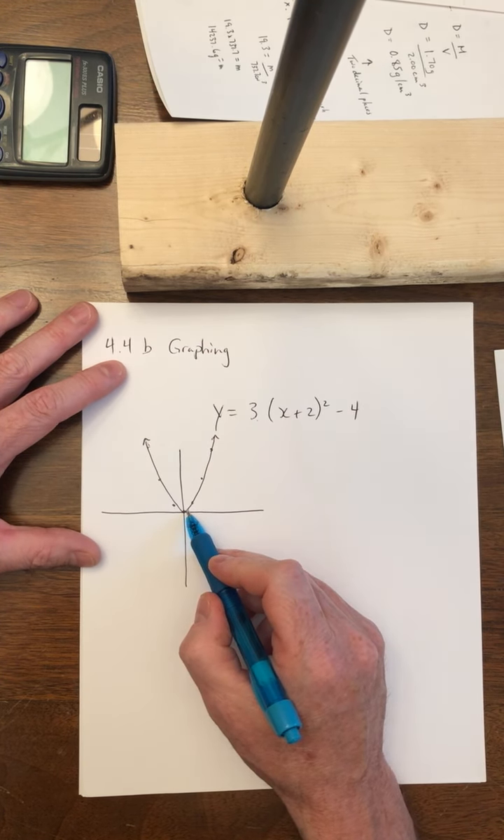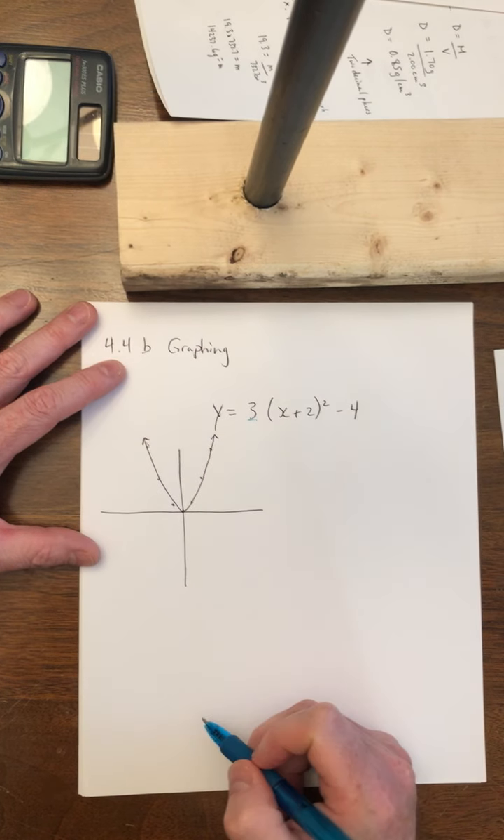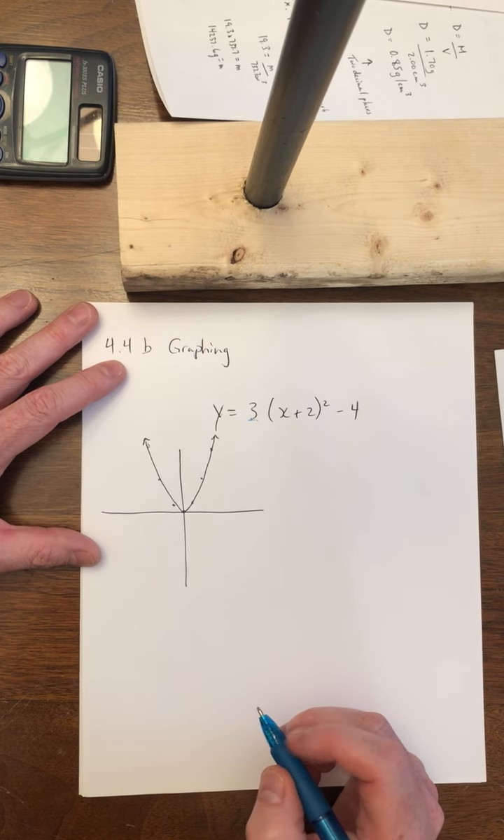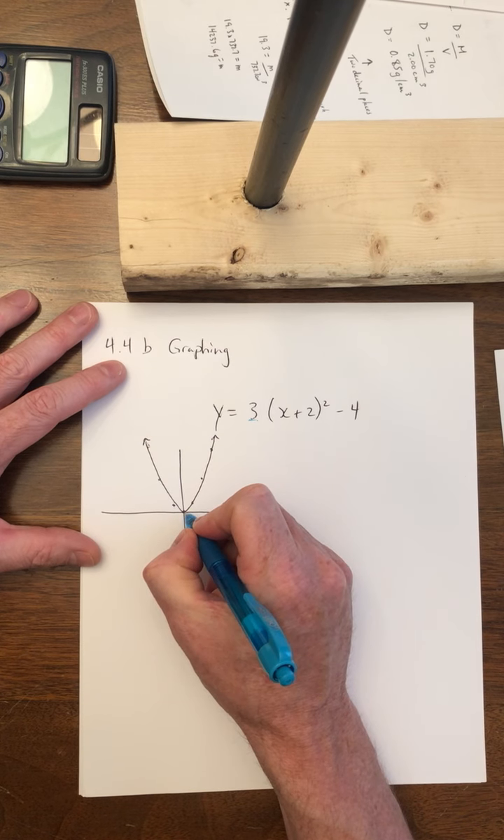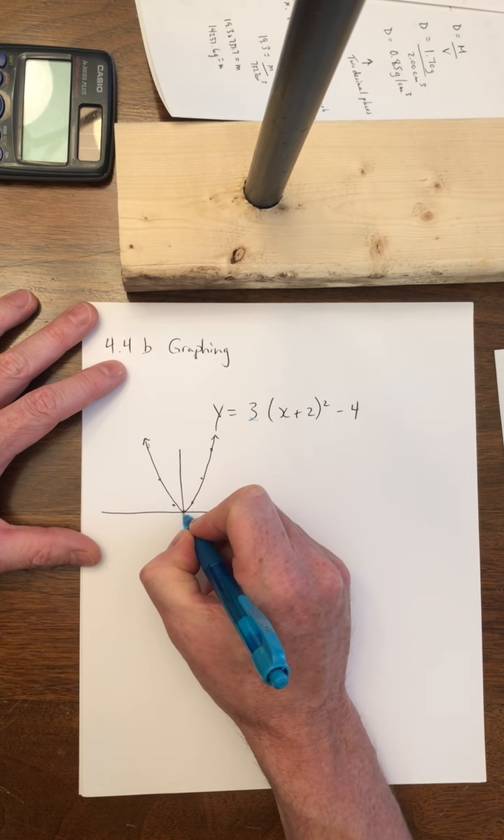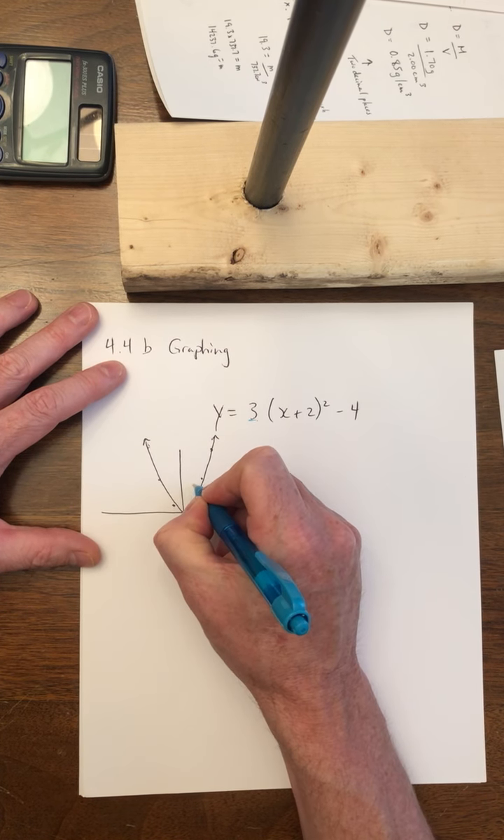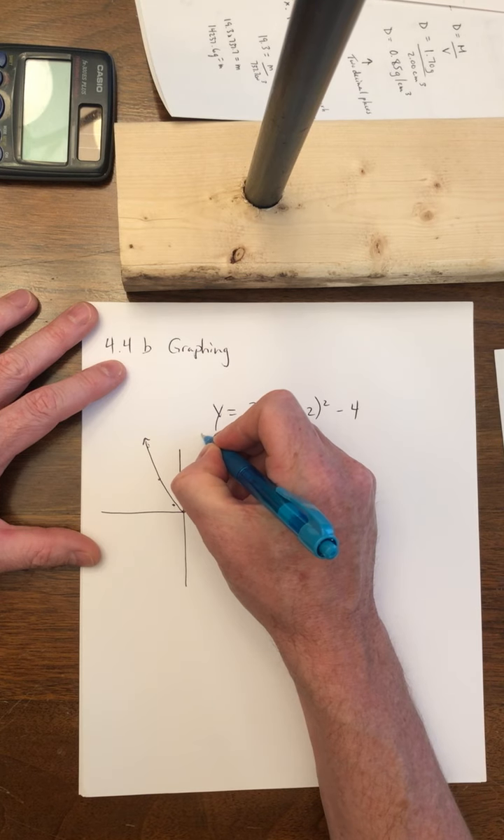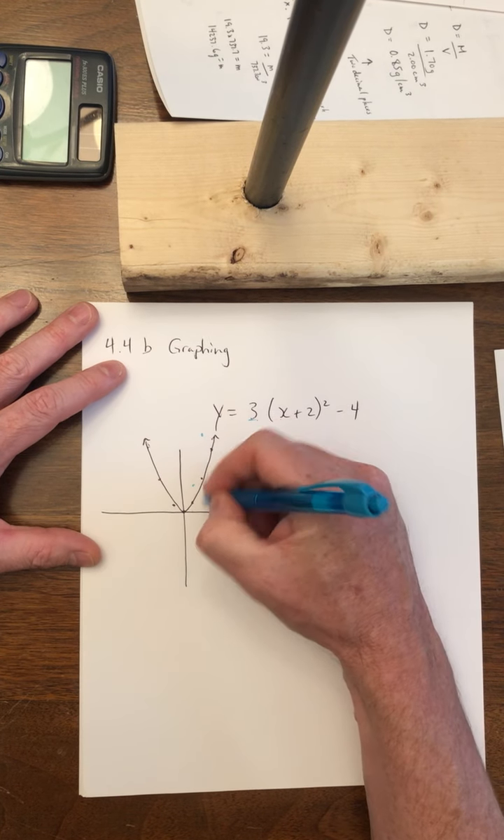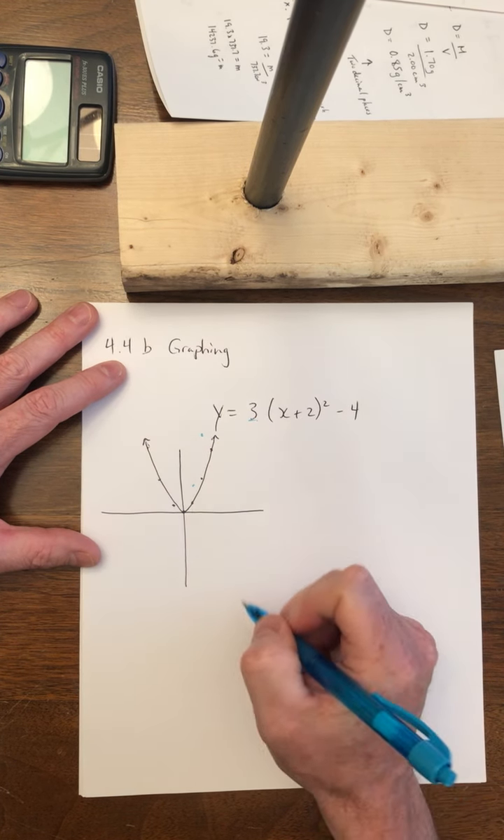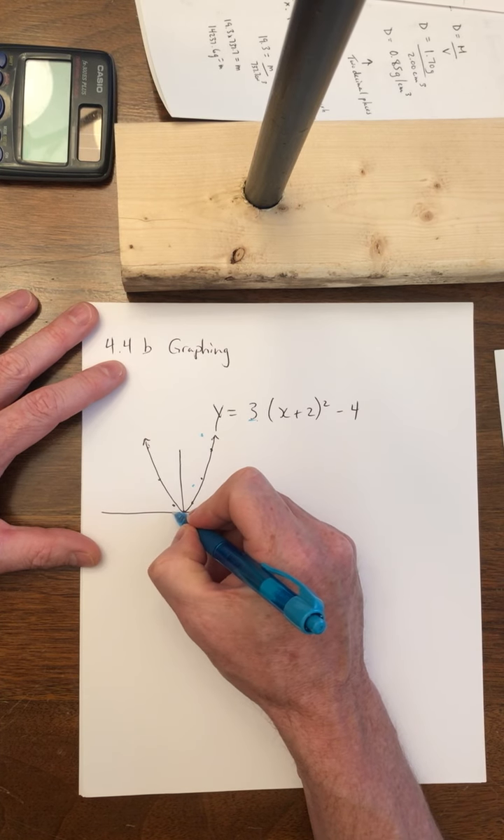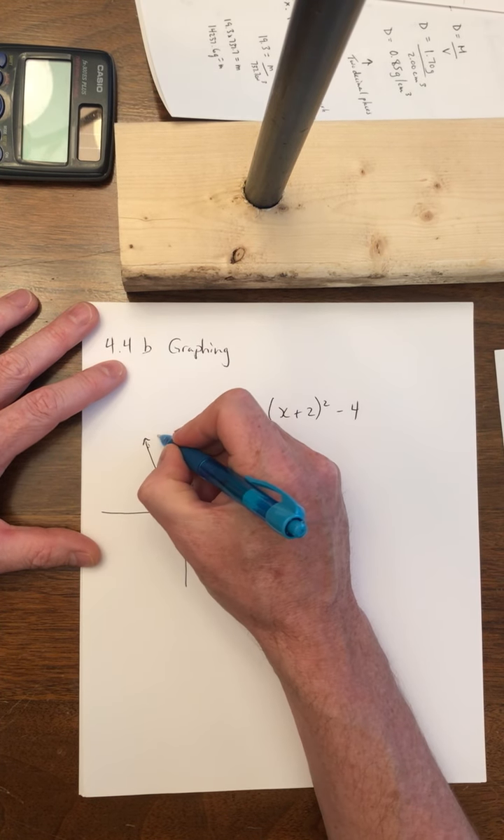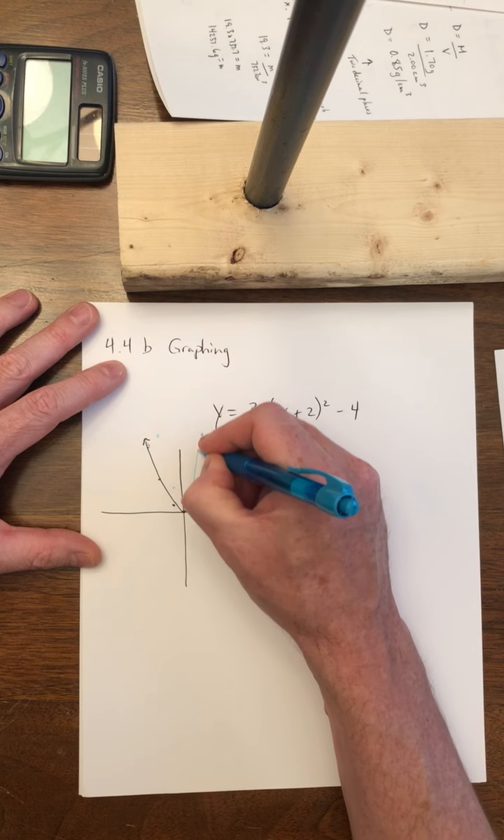parabola. The first thing we do is we graph the stretch or compression. We have a stretch of 3 here. So what this means is instead of going over 1 and up 1, we're going to go over 1 and up 3. Instead of going over 2 up 4, over 2 and up 12. So 4, 8, 12. We're stretching it by 3. And likewise, we will do the same on the other side.